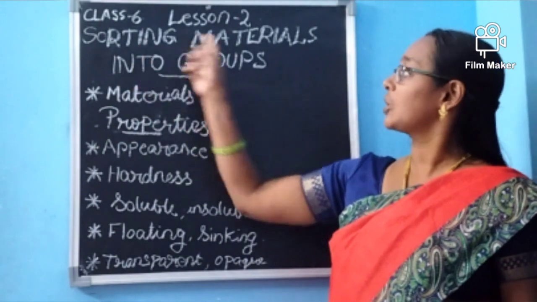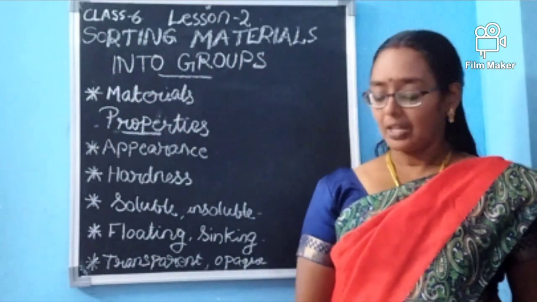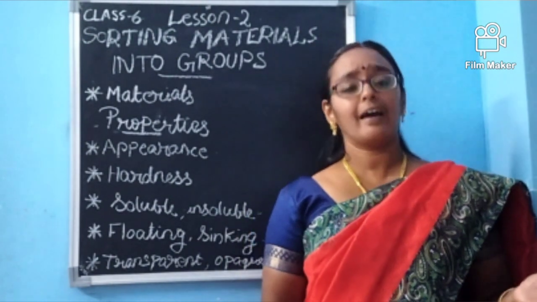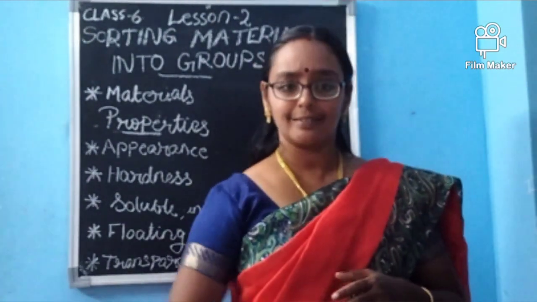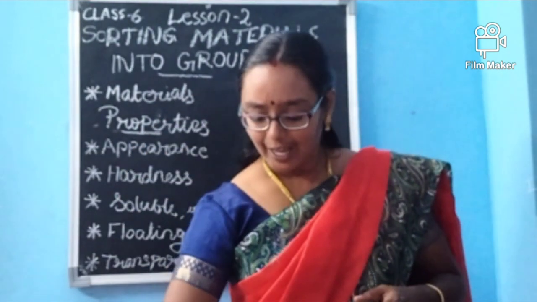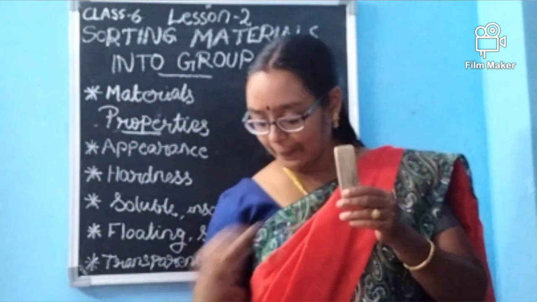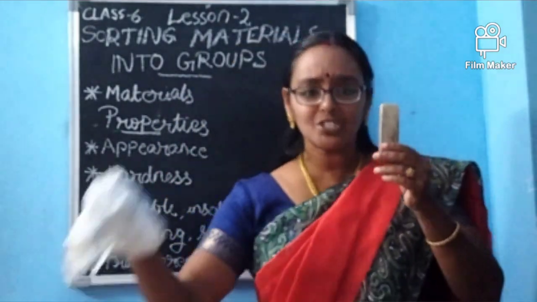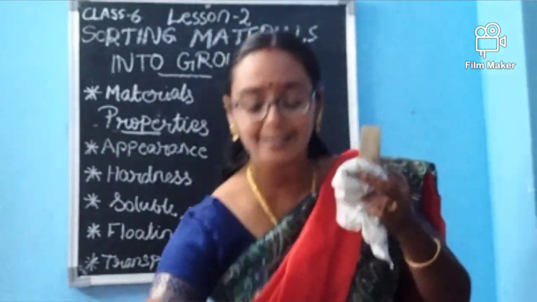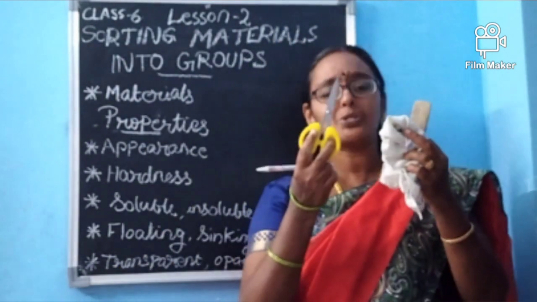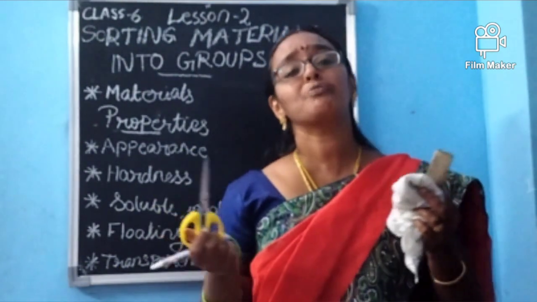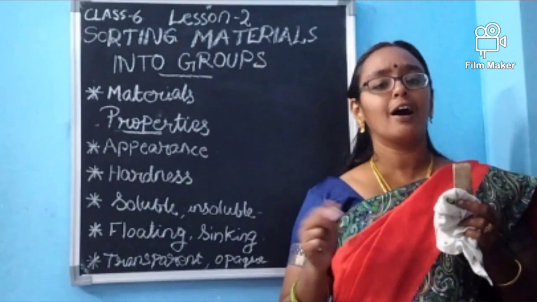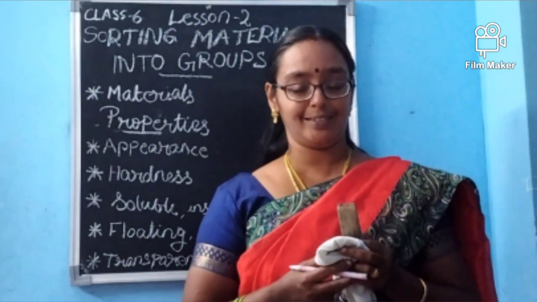The second lesson is sorting materials into groups. We have various objects around us. See this glass having water. I have this wood, this toy, and this kerchief. All these I have, see pencil, eraser, scissors. These objects are made of various kinds of materials.